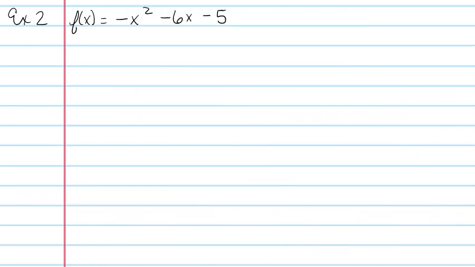Okay, this one is a little bit different. We're going to do basically the same thing, but we need to notice something real quick. My A is not positive. My A is negative 1, my B is negative 6, my C is negative 5. My formula for the vertex is negative b over 2a, f of negative b over 2a. And so the first thing we're going to do is plug in to the formula to find the vertex.